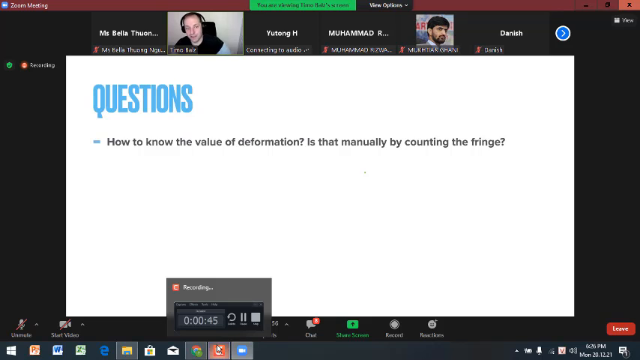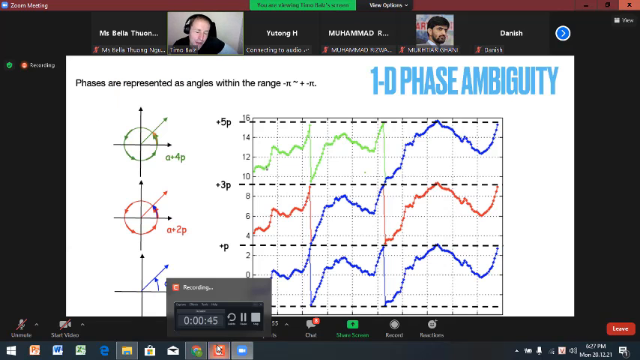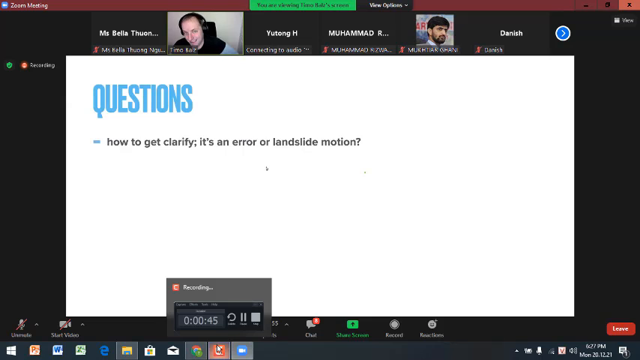The reason why I maybe asked the question is because I went on and on through the course by manually counting, but more just to demonstrate how that would be done, or what the phase unwrapper gets at the end. But in practice, you very seldom do it manually by just counting the fringes. If you just want a rough estimation, it might be faster. Anyway, how to clarify if it's an error or landslide motion?